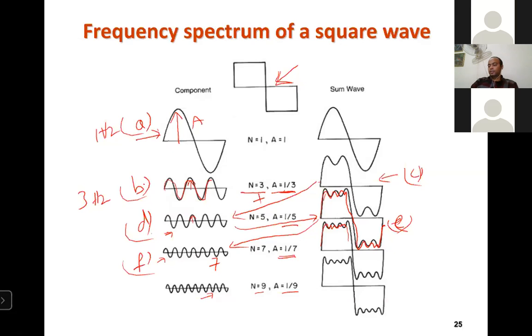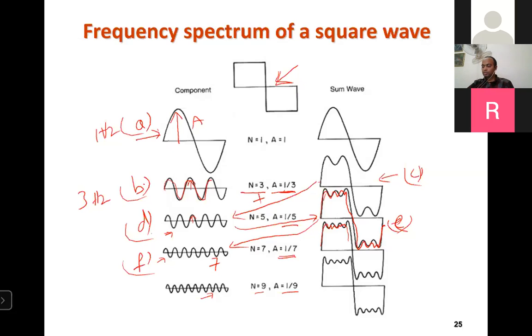Sir, what if the figure A is directly added with figure 9, means we are doing step by step? I just want to know, what if it is directly added with the figure having the amplitude 1 by 9? How will the figure look, sir? Yes, that you can calculate. Just draw and see.